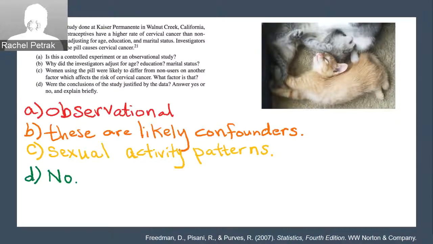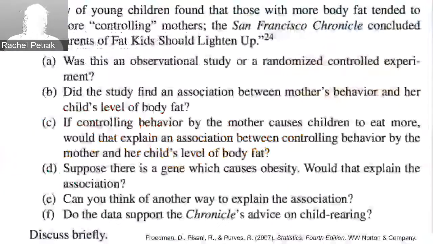So let's take a look at our next problem in the research design breakdown. In item 10, we have a study of young children found that those with more body fat tended to have more controlling mothers. The San Francisco Chronicle concluded that parents of fat kids should lighten up. Was this an observational study or a randomized controlled experiment?